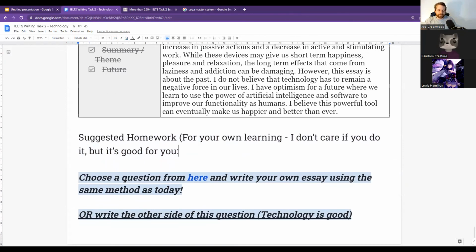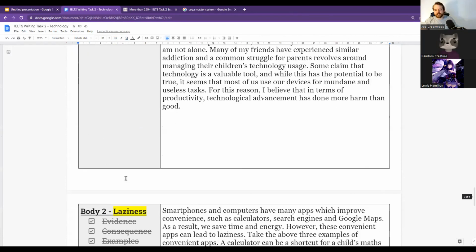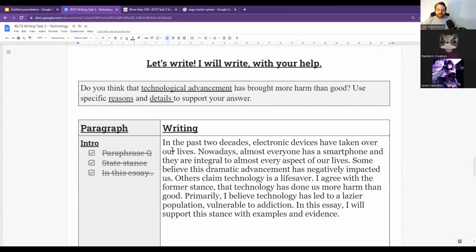Okay, so I should proofread this now. Shall I proofread it? Let's read it. In the past 2 decades, electronic devices have taken over our lives. Nowadays, almost everyone has a smartphone, and they're integral to almost every aspect of, you see, I don't want to say our lives again, so of living. There we go.